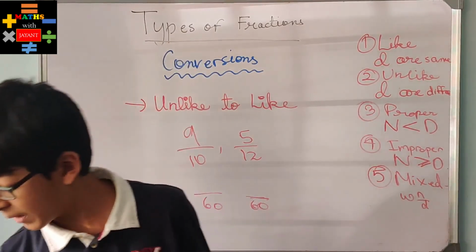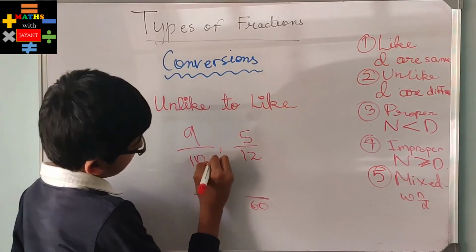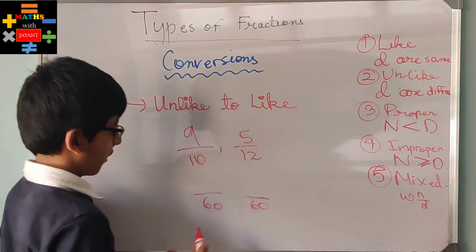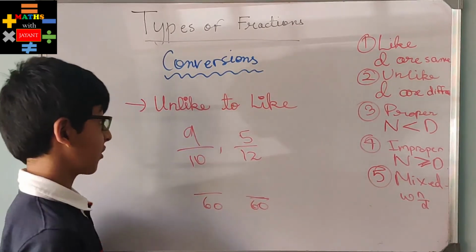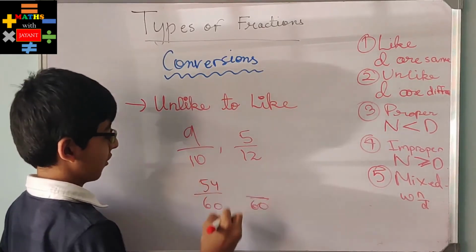So 9 by 10 and something by 60. 10 into 6 gives us 60. We will do 9 into 6. And we know that 10 into 6 gives us 60. Now we have to do 9 into 6. 9 6s are 54, and this is 54 by 60.